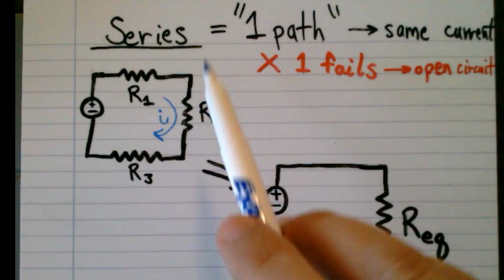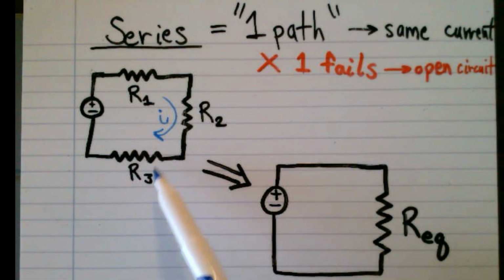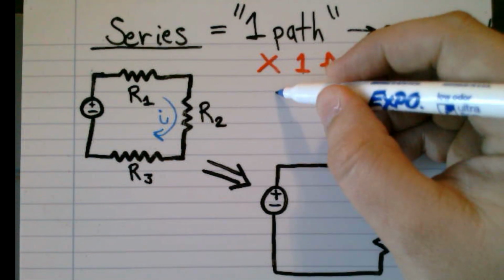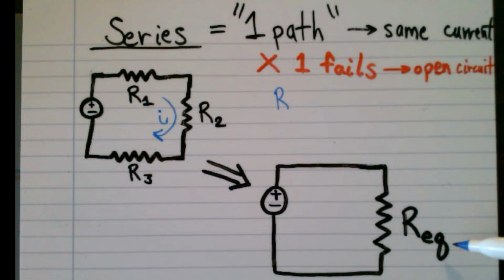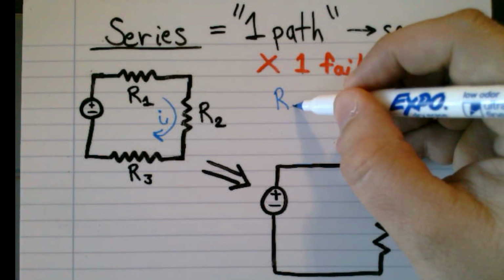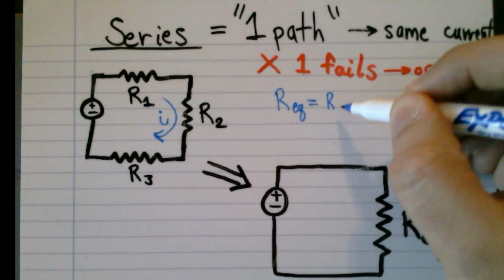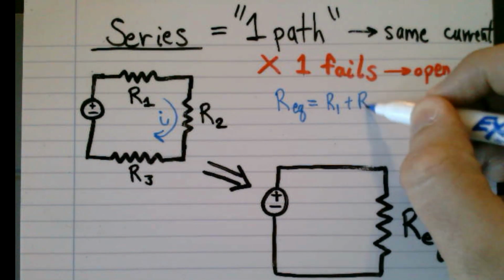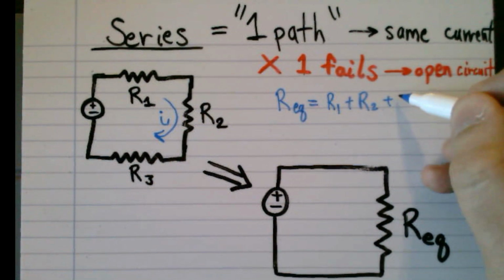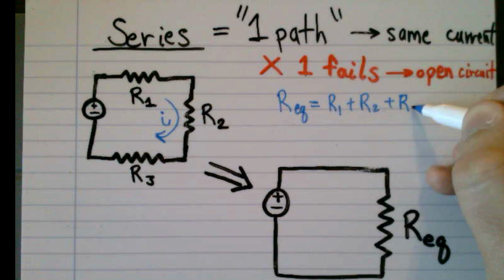This means that if one of these resistors fails, then we have an open circuit. The equation to calculate the equivalent resistance of resistors in series is simply the summation of those resistors that are all in series. So it's R1 plus R2 plus R3.